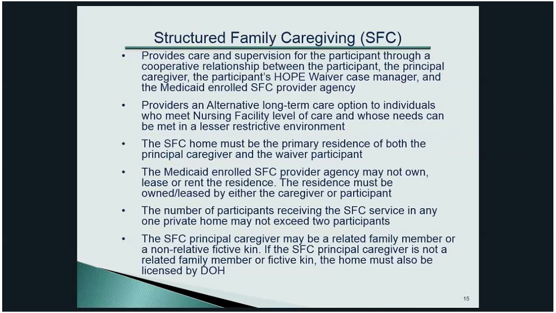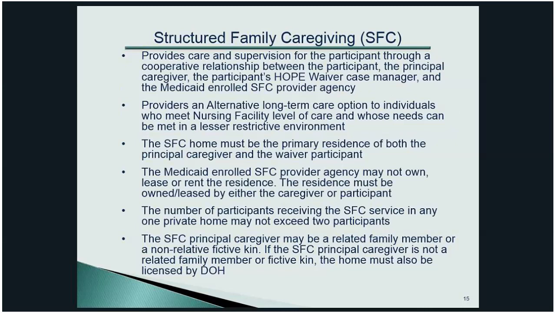Okay, structured family caregiving then also provides care and supervision for a participant through a cooperative relationship between the participant, the principal caregiver, and the participant's Hope Waiver case manager, as well as the Medicaid enrolled structured family caregiving provider agency. It also provides an alternative long-term care option to individuals who meet nursing facility level of care and whose needs can be met in a less restrictive environment.